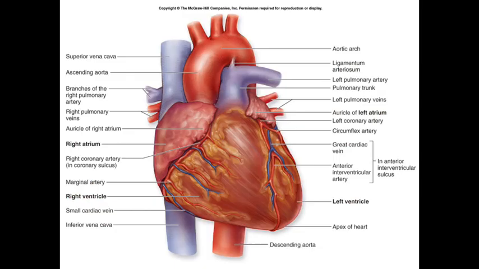So let's take a look at the heart. First thing I want to point out is that there is a rounded yet kind of pointed region at the bottom of the heart. This is referred to as the apex. And the apex is associated with the left ventricle. So that will be a really good landmark. When you see the apex, you know that you are in the region of the left ventricle.